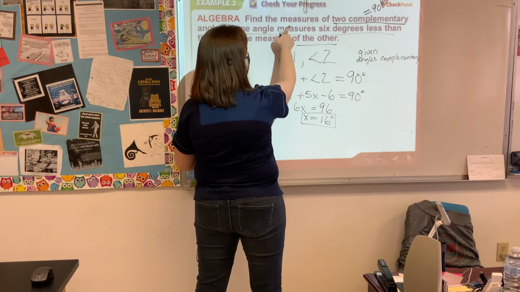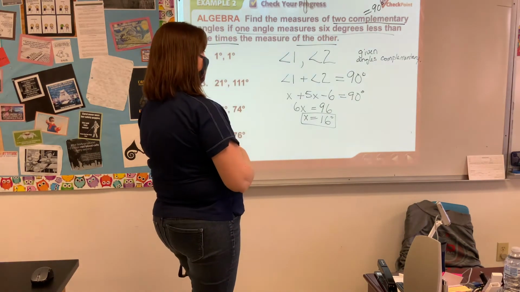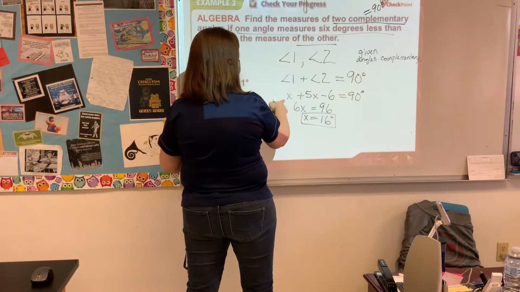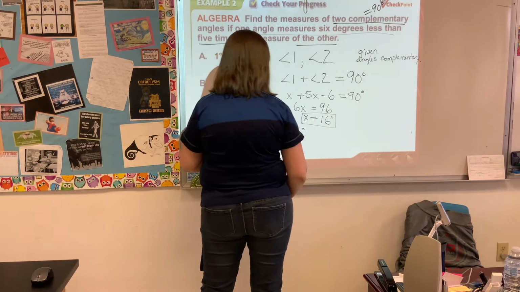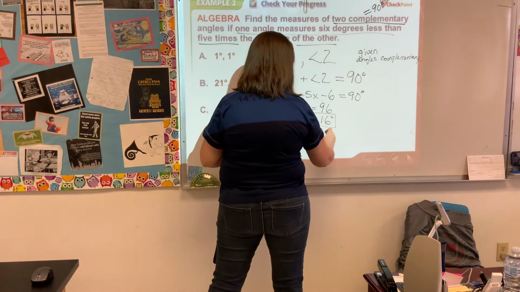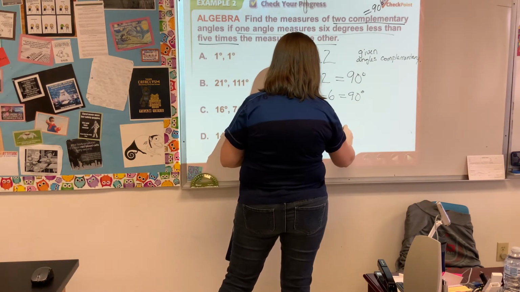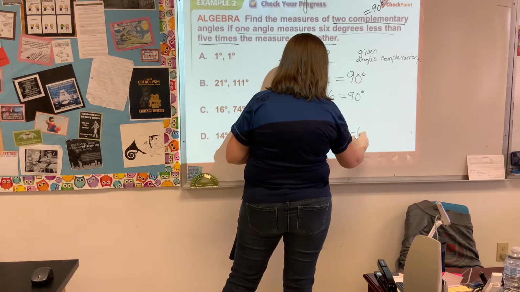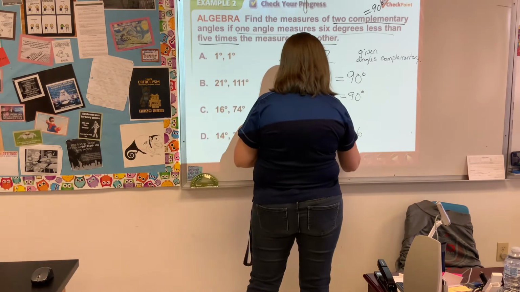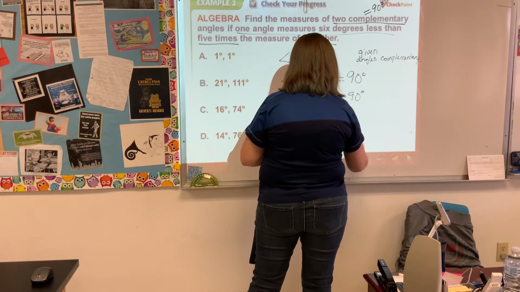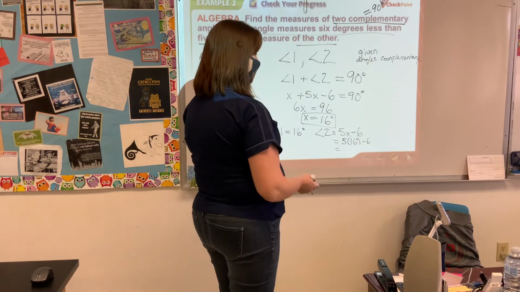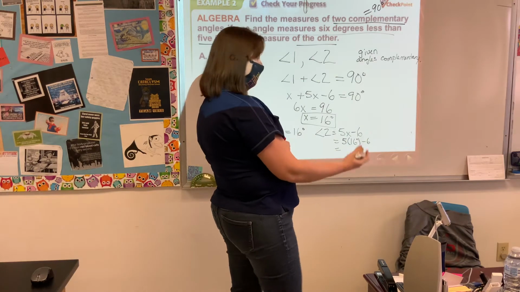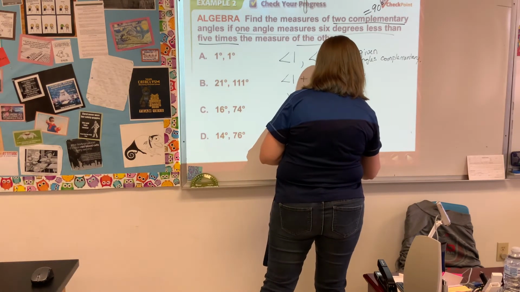Okay? So I know that my x is this, but what does this mean for angle 1 and angle 2? We need to find the measures of both of those. Okay, I know that angle 1 was simply x, so that's 16 degrees. But what about angle 2? Well, angle 2 was 5x minus 6 degrees. We know that our x is really 16 degrees. 5 times 16, we have 80 minus 6 is 74.